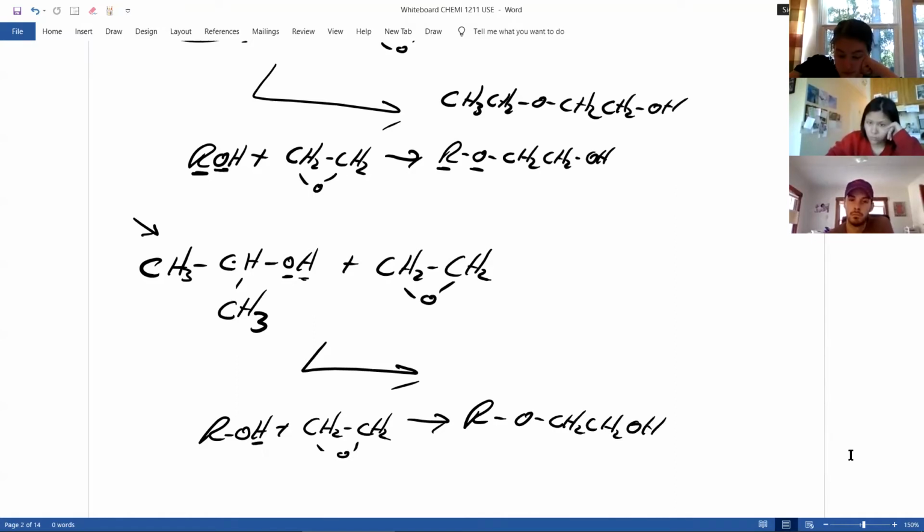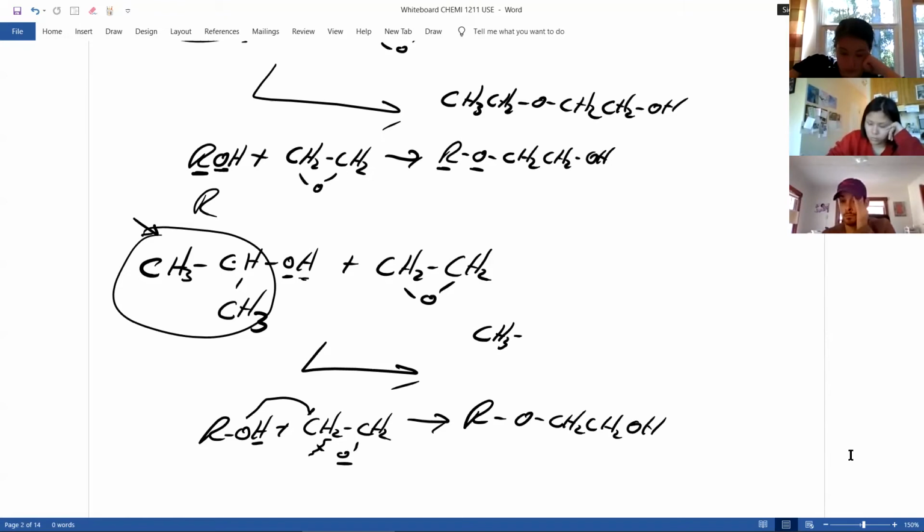This H goes on the oxygen, and then this oxygen here goes to that carbon, and you break that bond. But anyways, what's my R group? Isopropyl. Remember, you don't break carbon-carbon single bonds. So that's my R group. Remember, the oxygen and the hydroxyl is on this carbon, so the oxygen of my ether alcohol will be on that carbon, and this is what I get.